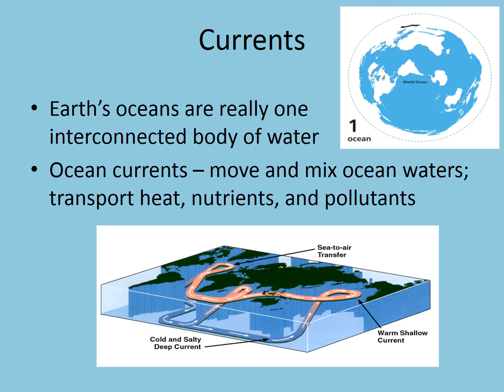So ocean currents are movement of water that mixes the ocean waters. It also transports heat, which is super important, getting that heat from the equatorial oceans up to the poles and then cold water from the poles down. It transports and mixes nutrients so that if one area of the ocean has a lot of nutrients, they're getting spread out. And unfortunately for us, it also can spread pollution from one place to another.